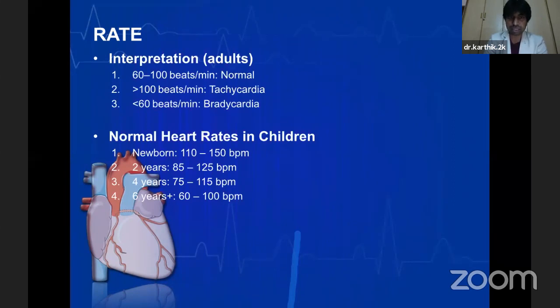However, in children, the heart rate is slightly on the higher side, especially in the newborn. The heart can beat as fast as 110 to 150 beats per minute, and by 6 years of age, it attains the adult standard of 60 to 100 beats per minute.